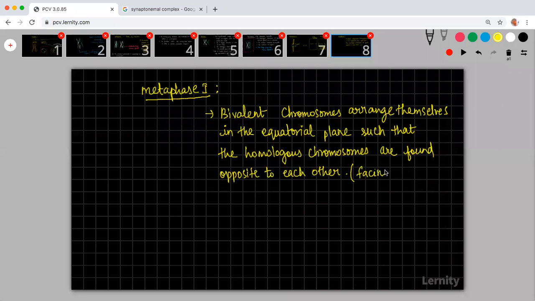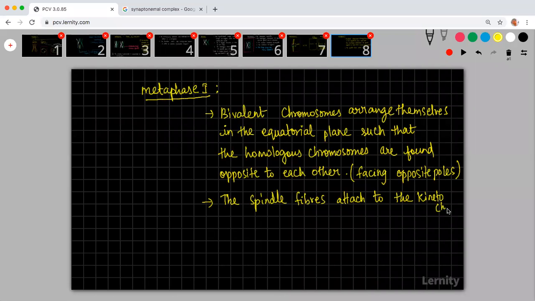Which means facing opposite poles. The spindle fibers attach to the kinetochore of chromosomes. So these are the things which will happen.